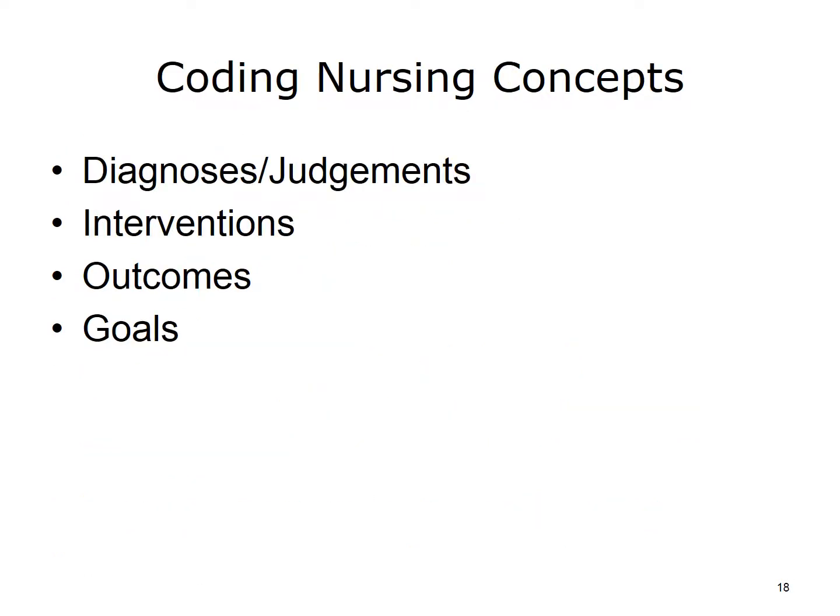Slide 18. Nursing codes are used to define nursing care and are broken into 4 categories. There is a nurse terminology that has as its primary use each of the categories. The categories are diagnoses and judgments, NANDA, interventions, Omaha, outcomes, NOC, and goals, PCDS.